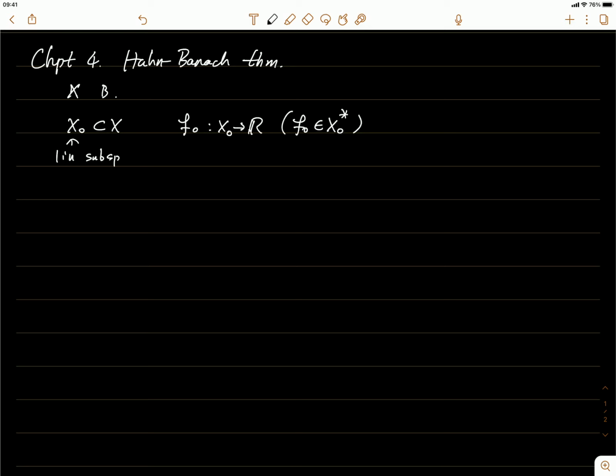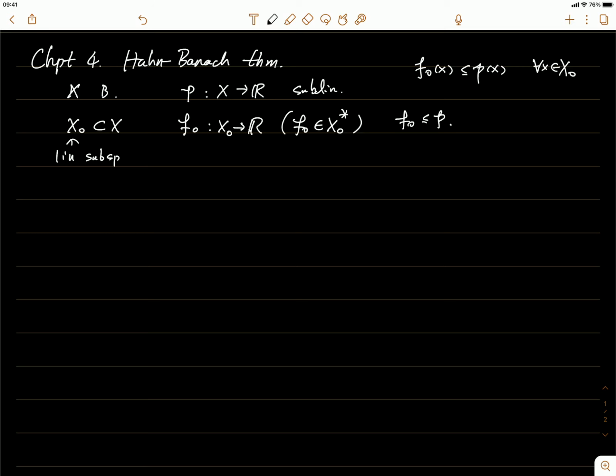And besides, in addition to this, we also have a sublinear function that is defined on the whole space X. Recall the sublinear function is that when we have two vectors x and y, we only have this. That's a sublinear function. F naught is linear, but P is sublinear. And we also know that F naught is bounded above by this P. That means for every x in X naught, we have F naught of x less than or equal to P of x, over the linear subspace.